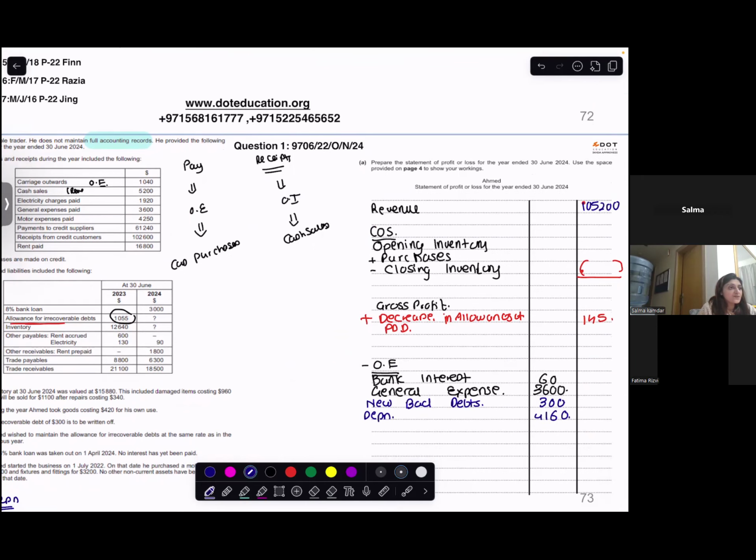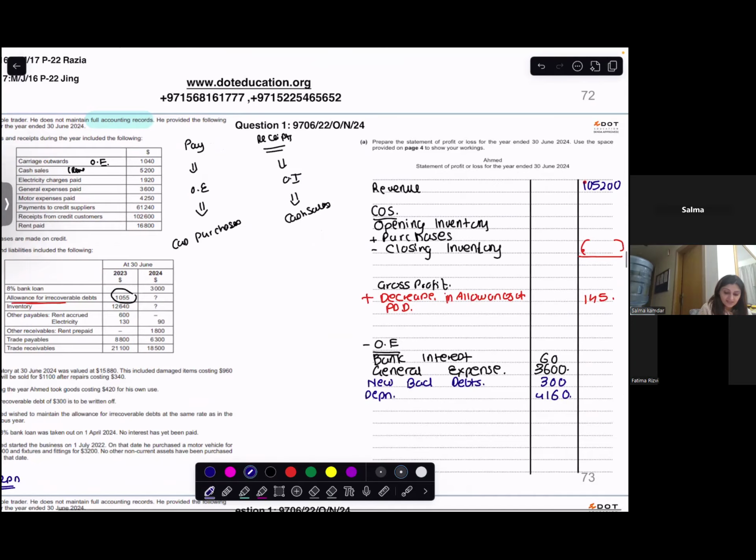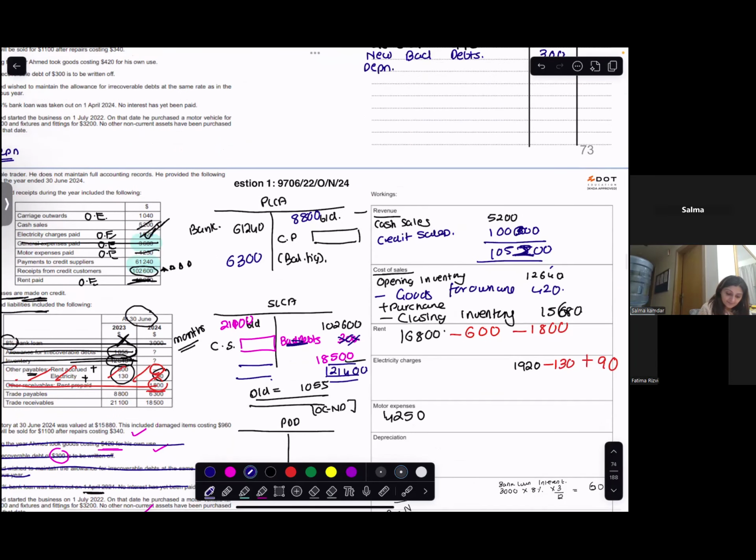Let's go to the cost of sales. We've done all the adjustments related to cost of sales. Purchases is not there. Can we find purchases? So it is 61,240. Actually, I want you to try it yourself, closing everything. Come on, I'll wait for you all.